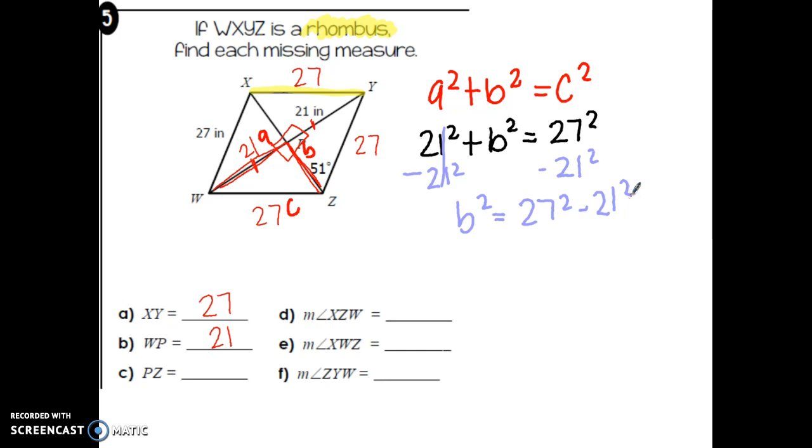So we are left with 27 squared minus 21 squared, and that does end up being 288. And so from here on, I can take the square root of both sides. Don't forget to take the square root of both sides, you guys. That is one of the most common mistakes. And then we do have B is equal to 16.9. So here, for PZ, that'll be 16.9.